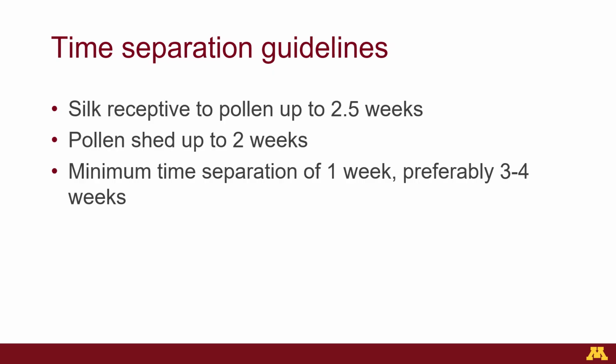Pollen shed can last up to 2 weeks, while the corn silk receptiveness to pollen can be up to 2.5 weeks. What you want to avoid is exposing your corn to neighbors' GMO pollen. At a minimum, you want a week between GMO and organic corn tasseling, and ideally 3 to 4 weeks to account for unevenness in flowering times across different areas of the field.